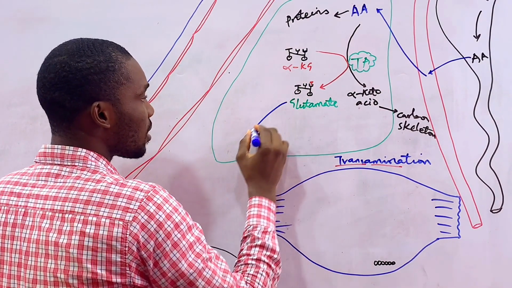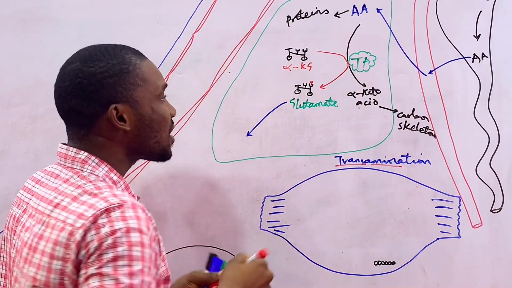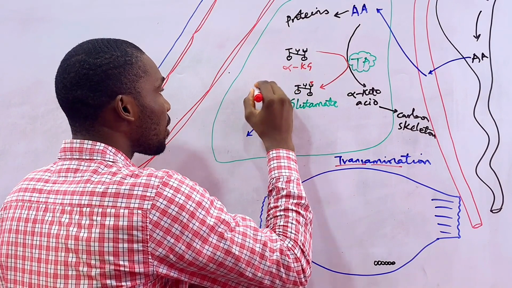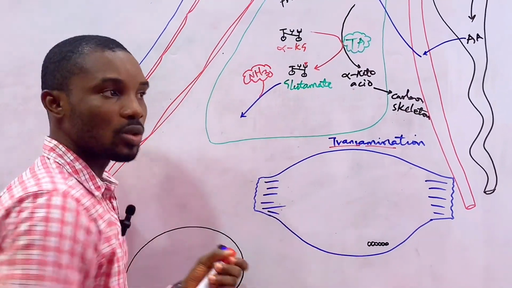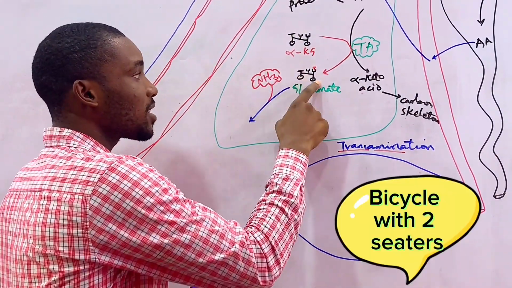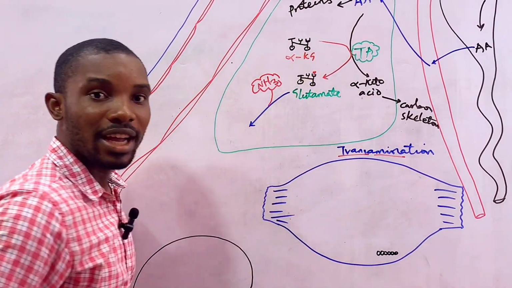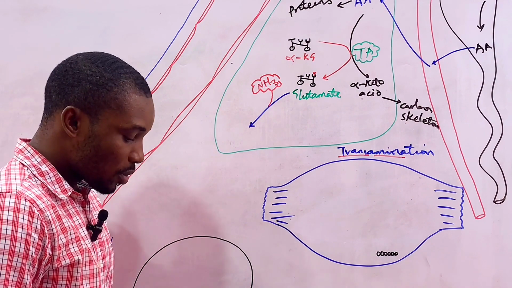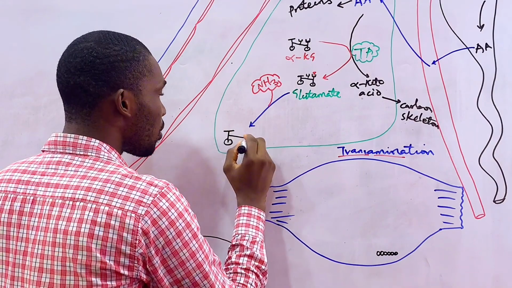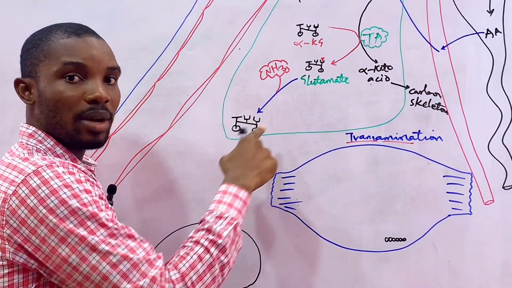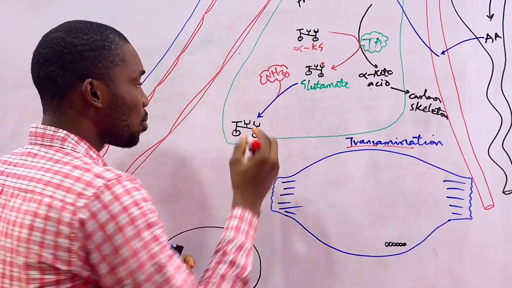Now, this glutamate, what happens to it is now transformed by the addition of what? An extra ammonia. So ammonia comes up and is packaged with glutamate. If you check, glutamate is a bicycle with what? Two seaters. All right, so there are two seaters. There's one seater and there's a what? Another seater. Now, we want to transfer another amino group to this other seater over here, so that we would have what?